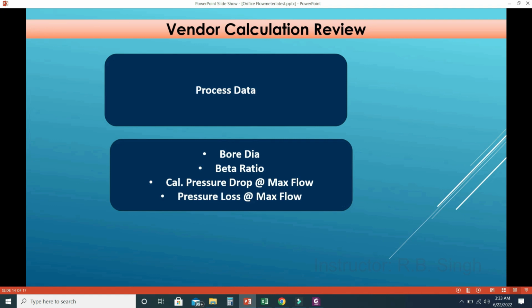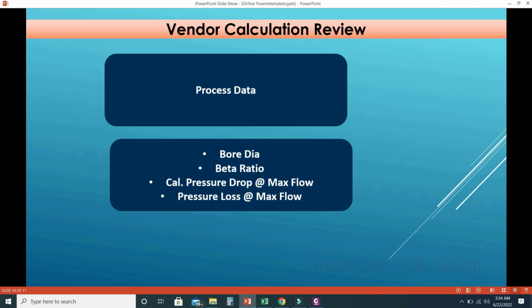If it is not acceptable, then we have to go with a different type of meter, or we have to go with a different supplier. So these 5 terms are very important during the vendor calculation review: process data, bore diameter, beta ratio, calculated pressure drop at maximum flow, calculated pressure loss at maximum flow.